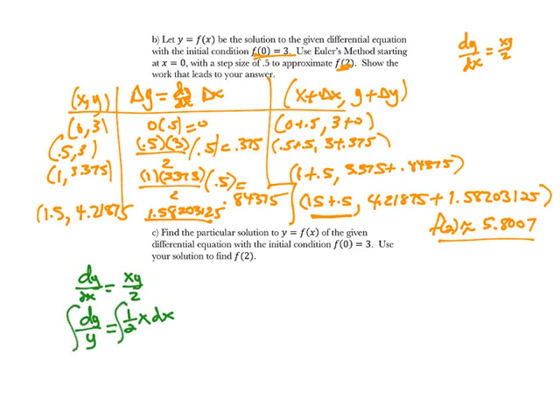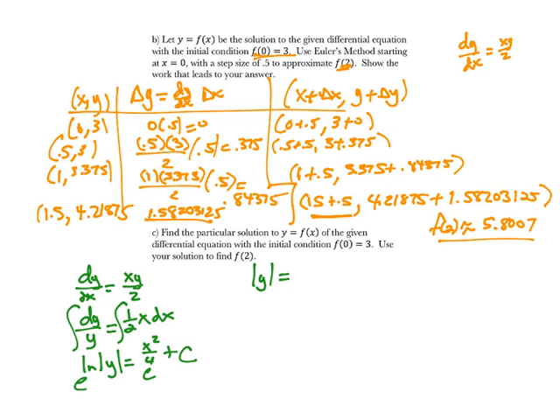Now I'm going to integrate both sides. The integral of dy over y is the natural log of the absolute value of y. Don't forget the absolute value. Equals, so when I integrate 1/2 x, I'll get x squared over 4. And then don't forget your constant c. Now you do not want to find your c until you exponentiate both sides when you have a natural log. When you exponentiate both sides, you still have the absolute value of y.